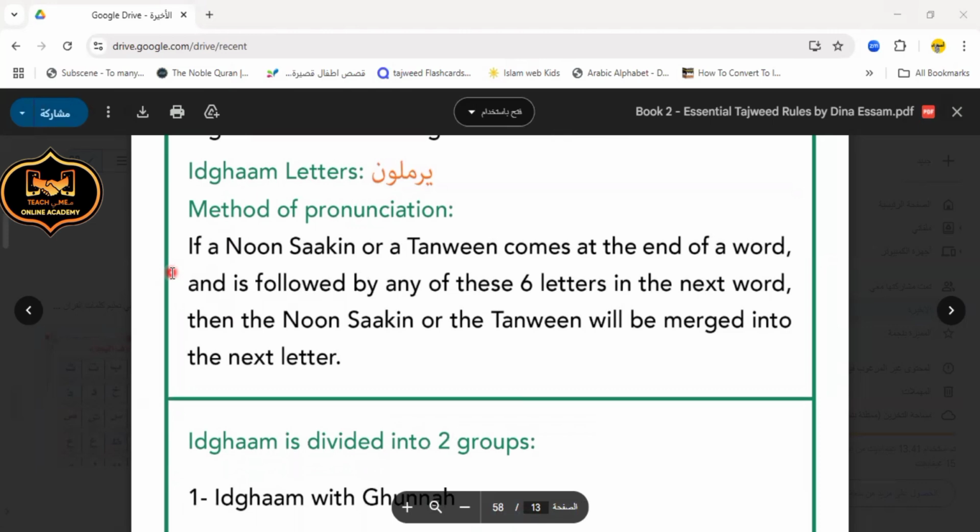So we will understand from this, we have 2 words. So idgham is in 2 different words. We can't find idgham in just one word. No, we should find it in 2 words. At the end of the first word, you will find noon sakina or tanween, and the first letter of the second word will be from the letters of idgham, any one of them.